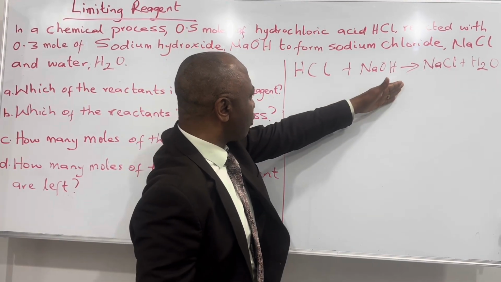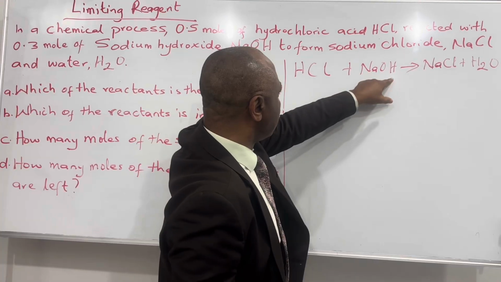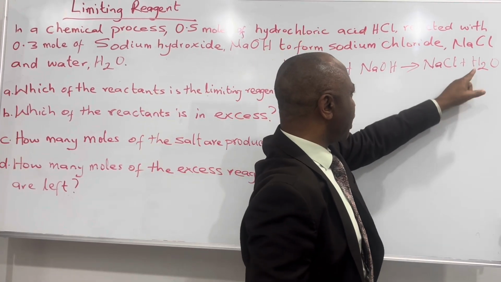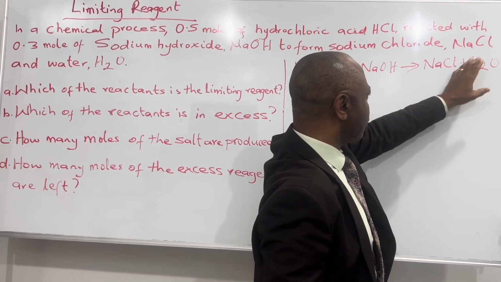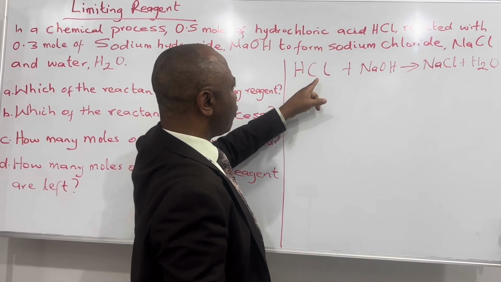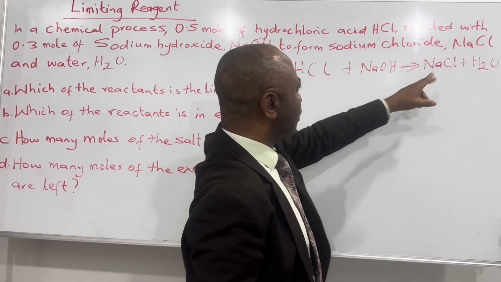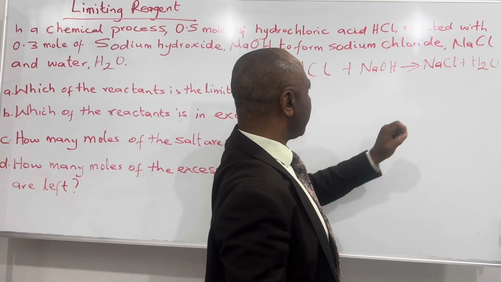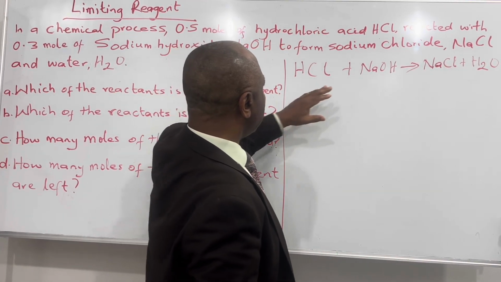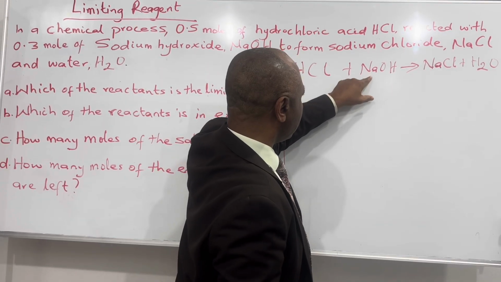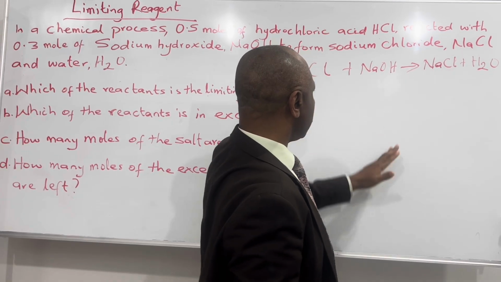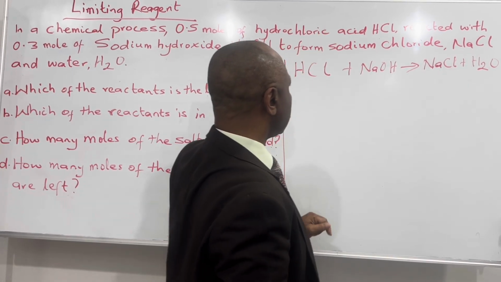On the left of the arrow, you have 2 atoms of hydrogen. On the right of the arrow, you have 2 atoms of hydrogen, so hydrogen is balanced. On the left of the arrow, you have 1 atom of chlorine. On the right of the arrow, you have 1 atom of chlorine, so chlorine is balanced. On the left of the arrow, you have 1 atom of sodium. On the right of the arrow, you have 1 atom of sodium, so sodium is balanced.